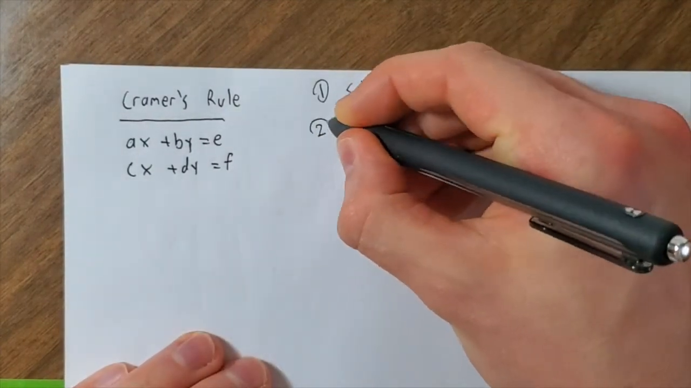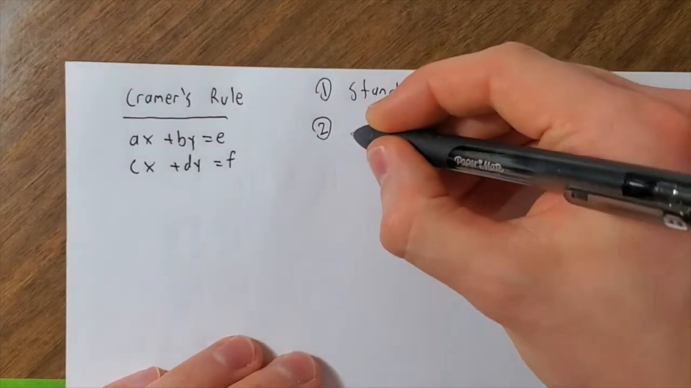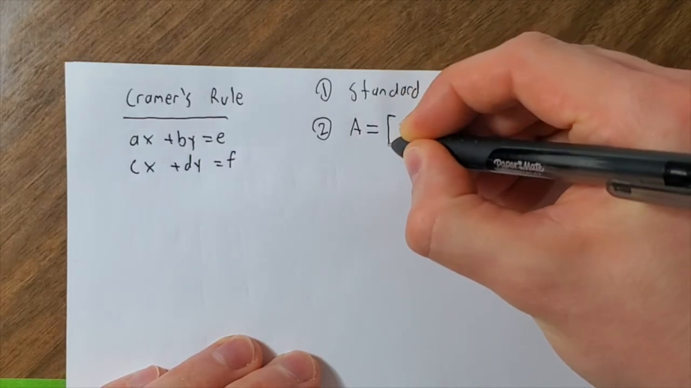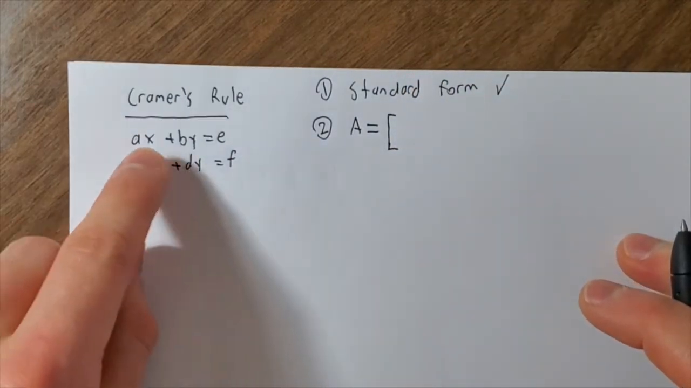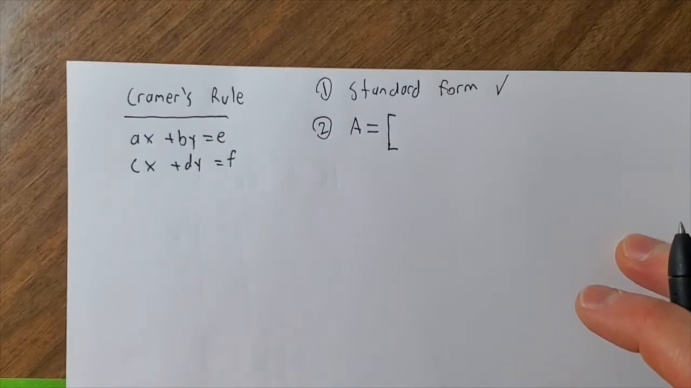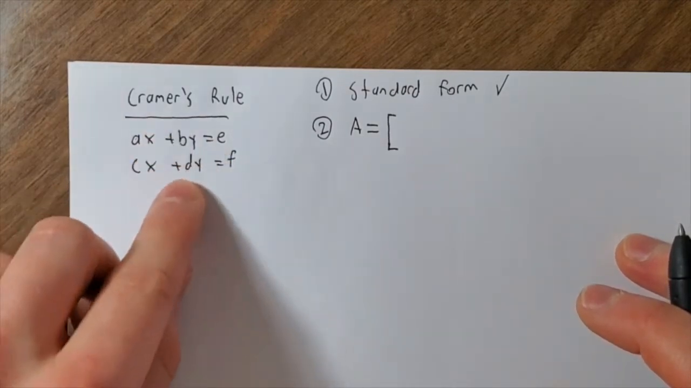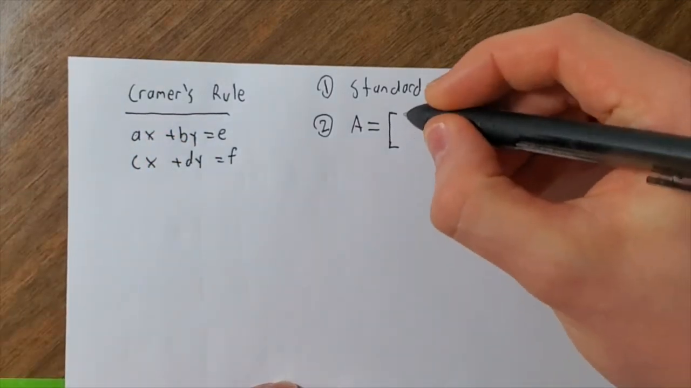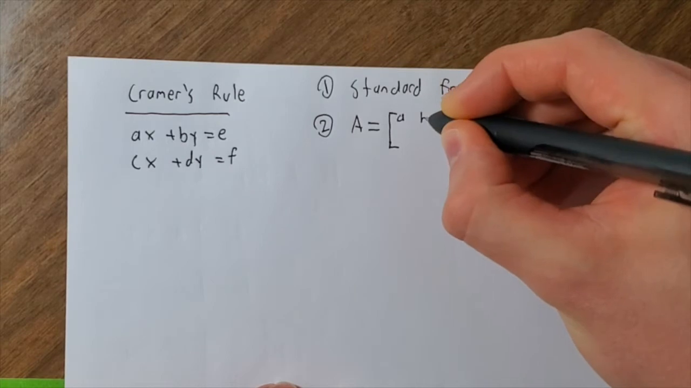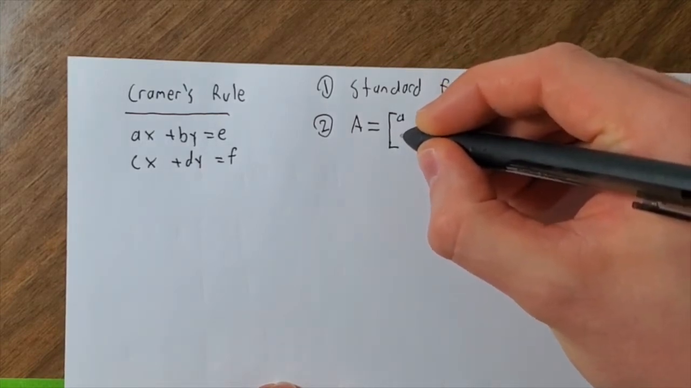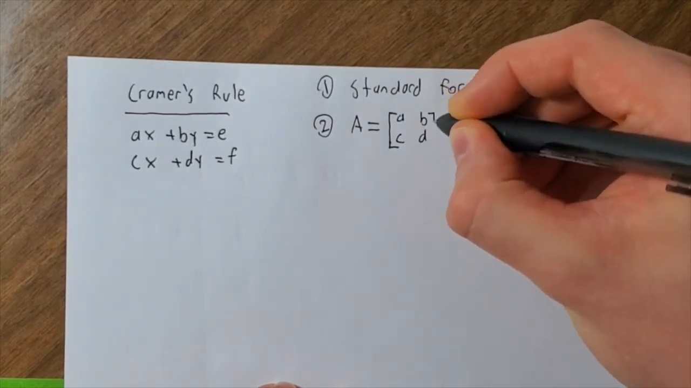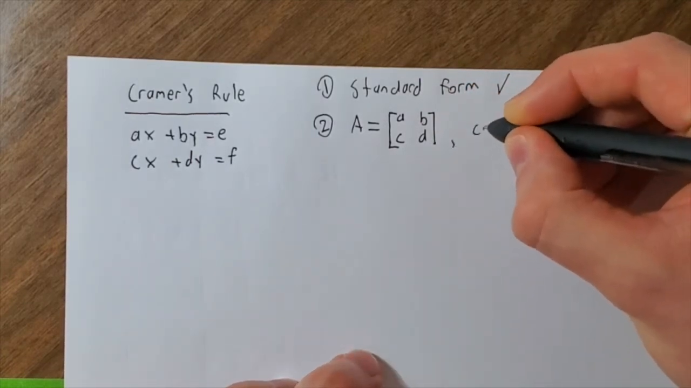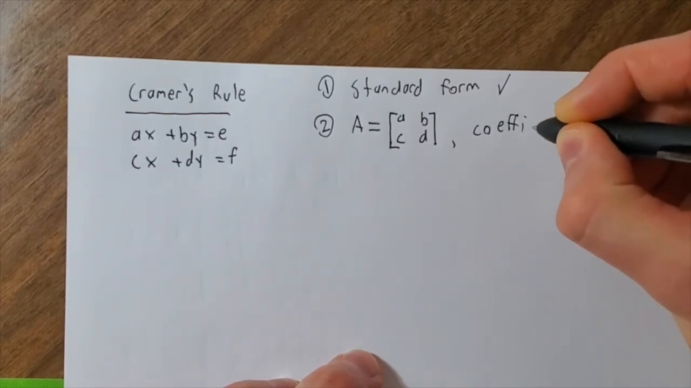Next thing we're going to want to do is find the determinant of our coefficient matrix. So I'm going to say A is equal to a 2 by 2 matrix, and we're going to plug in the coefficients of our variables. And this is why it's important that we want it to be in standard form. We want the x's to be in our first column and the y's to be in our second column. So we'll just plug in those coefficients in the exact same order. This is making our coefficient matrix. That's called our coefficient matrix.